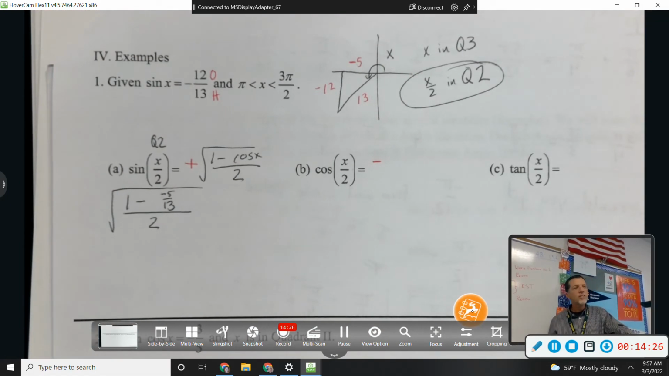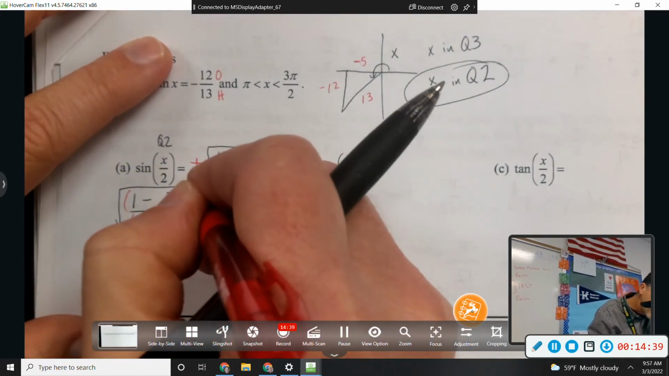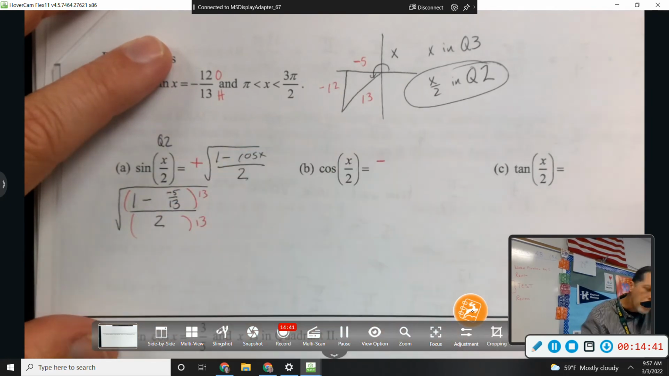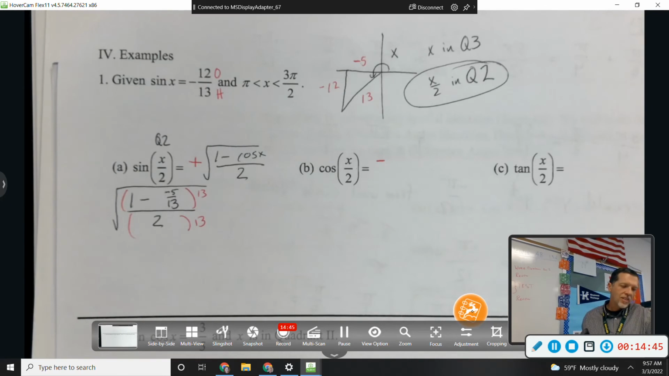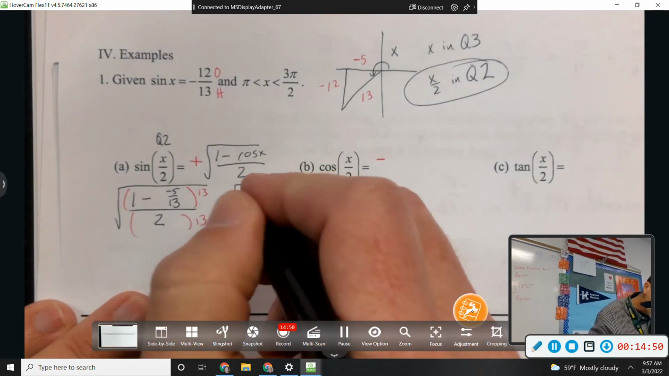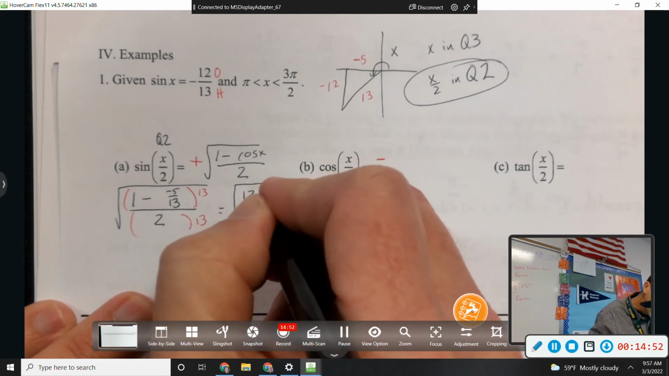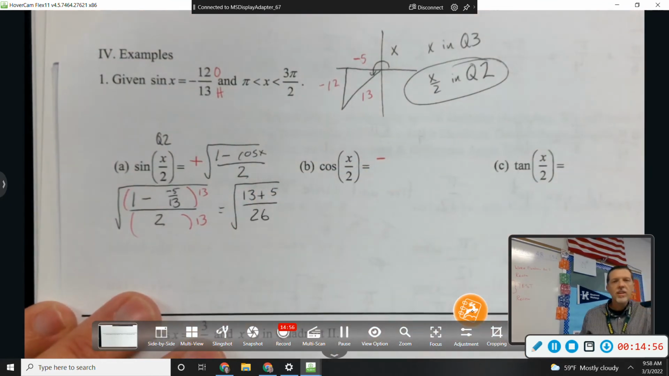Ooh, fractions and fractions. What could I multiply through by to make the 13 go away? That's kind of the answer. 13. So I'm going to multiply the top and the bottom inside the radical by 13, because that will fix the 13 problem. So I've got 13 plus 5 all over 26.